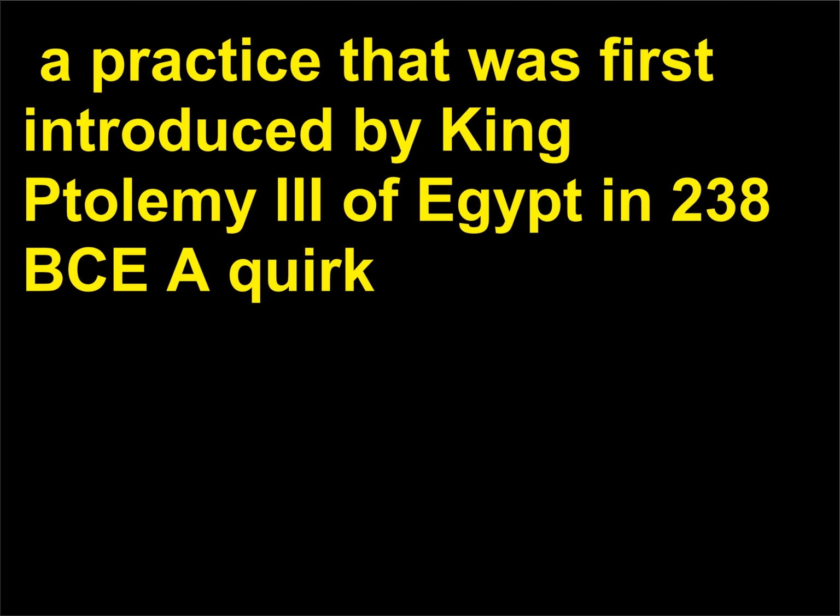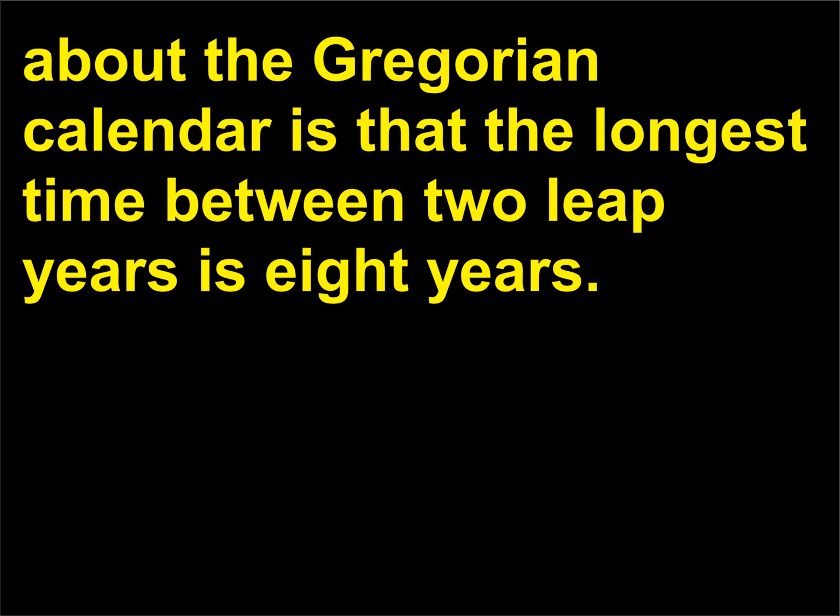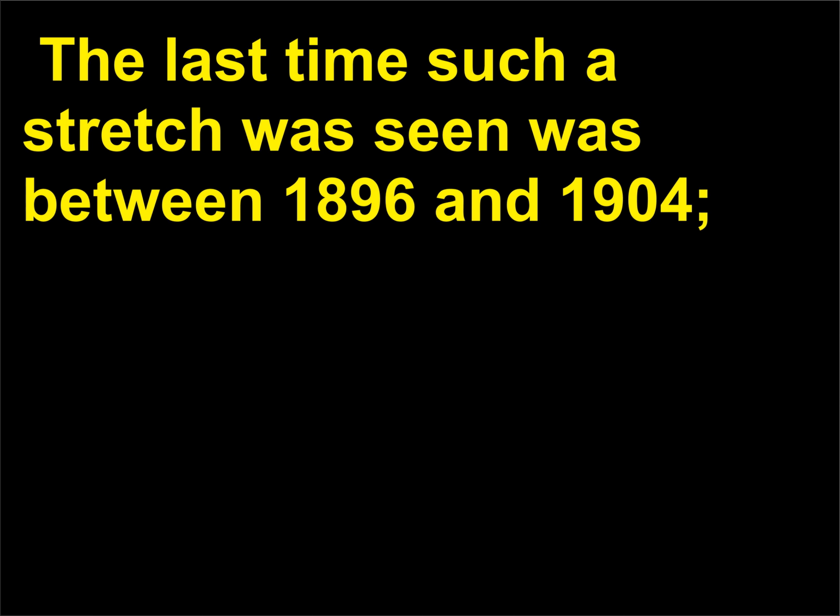A quirk about the Gregorian calendar is that the longest time between 2 leap years is 8 years. The last time such a stretch was seen was between 1896 and 1904. It will happen again between 2096 and 2104.